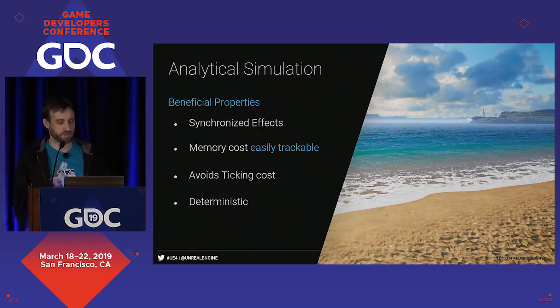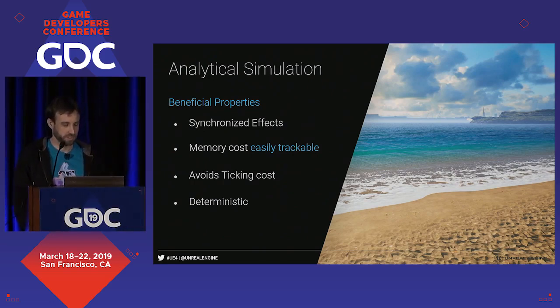So some of the benefits of analytical simulation is that it makes it easy to synchronize different effects across your scene, whether it's ocean water or wind and fire and things like that. And it provides a way to make memory cost of these effects easily trackable, as opposed to effects where you have high spawn rates and bursts where the allocation can be hard to track, especially for a heavy action-based game. And we can avoid the ticking cost of actually triggering and doing those things by building in some of our time functions into the shader.